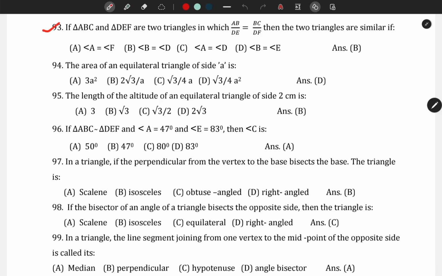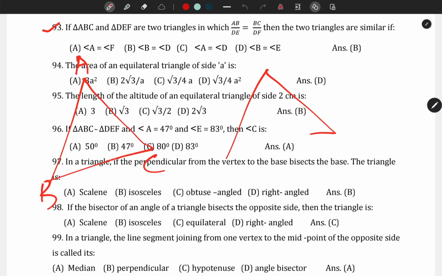Next question, if triangle ABC and triangle DEF are two triangles in which AB by DE equals BC by DF, then the two triangles are similar if. So we have two triangles ABC and DEF. They have taken the ratio of AB with DE and BC with DF.